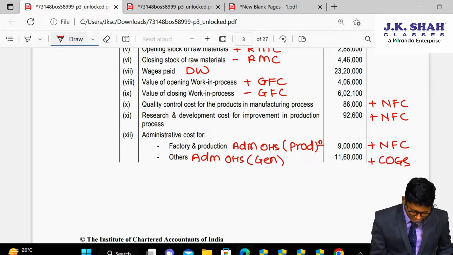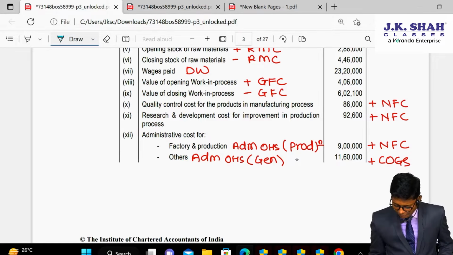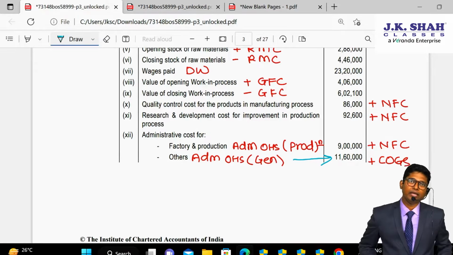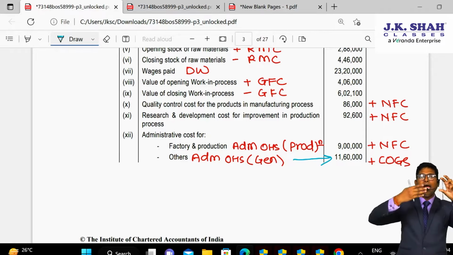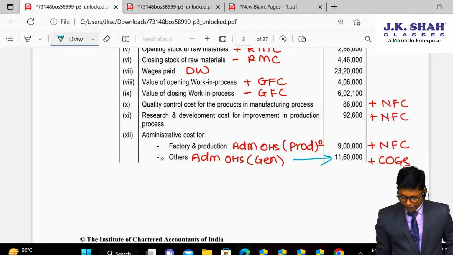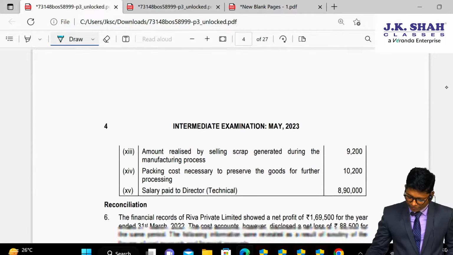But if you check the requirement of the question, we are not preparing a full-fledged cost sheet, we are calculating COP, that means this is the item after COP, right? First cost of production comes, and after that cost of goods sold comes, and after cost of goods sold we add general administration overhead. So in short, this element we are not going to consider for the purpose of COP calculation.